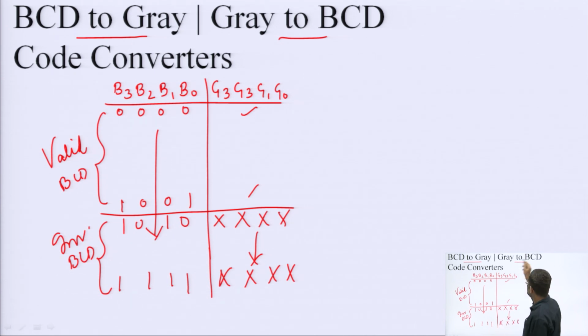And similarly, for gray to BCD we have to check which BCD outputs are invalid, and those can be considered as do not care. So, we have to keep that in mind: the range of BCD is 0 to 9, only then will we be able to realize the circuit correctly using the correct truth table.